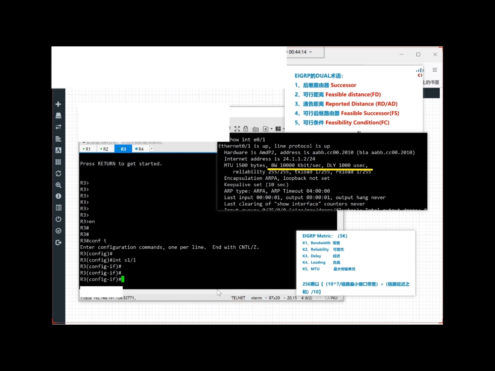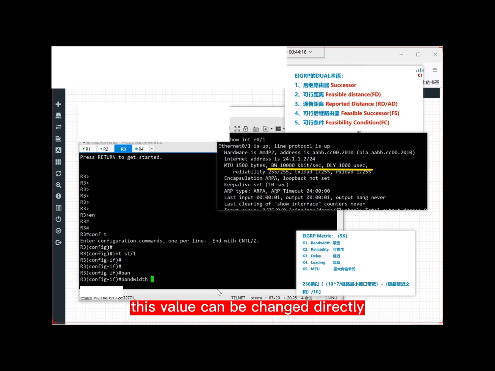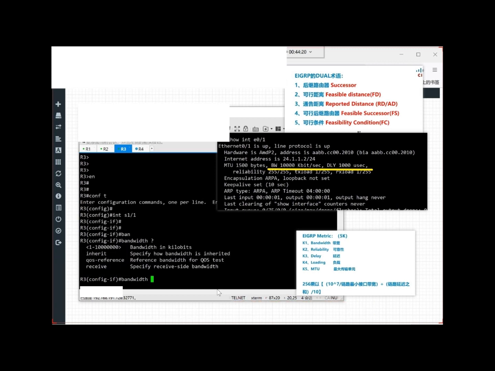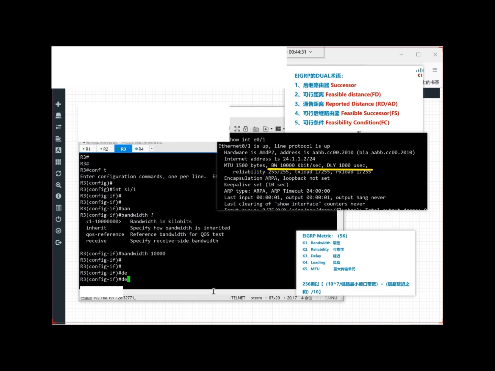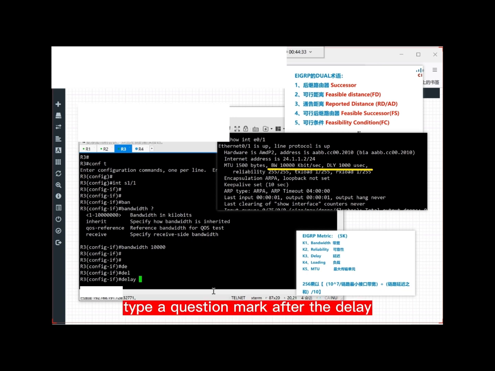After coming in, we are going to change the bandwidth. This value can be changed directly. We can enter a question mark to see. Okay, we can now directly change. Then just enter the value here. Change to 10,000. After changing, there is a delay here. Type a question mark after the delay.